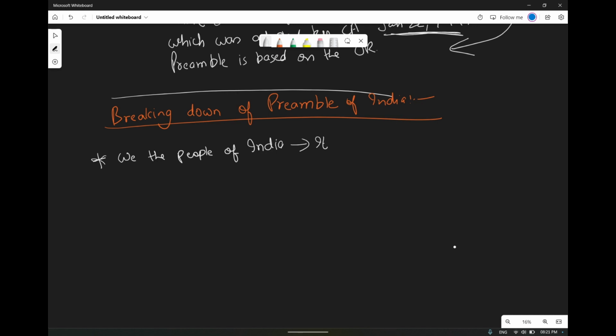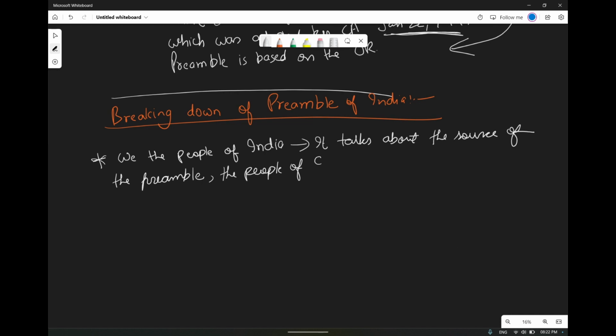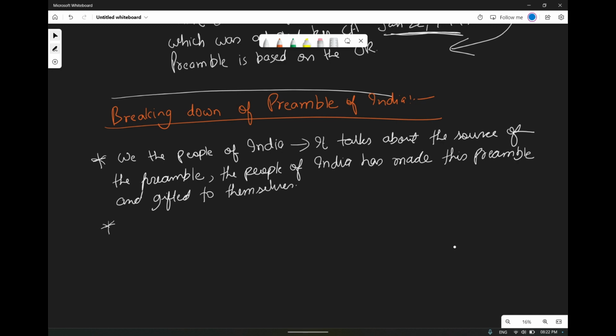So it talks about the source of the preamble. Who is the source? The people of India have made this preamble and gifted it to themselves. Got it? After the end of the lecture we'll go through the preamble also.